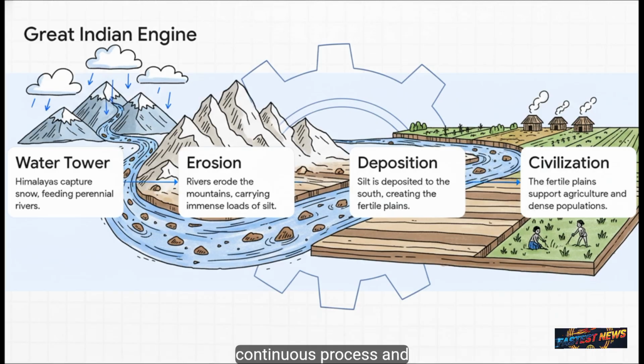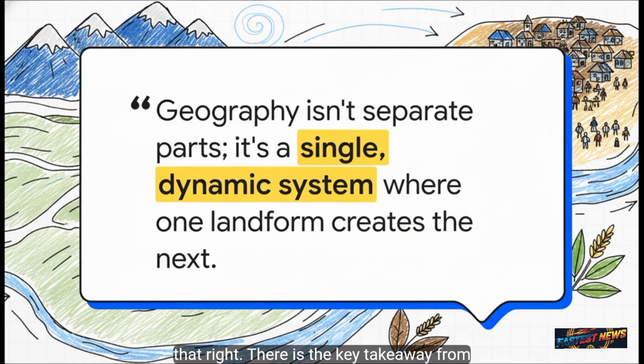It's one continuous process. And that right there is the key takeaway from our journey today. India's geography isn't just a random collection of features. It's a single, living, dynamic system where the mountains literally build the plains, and the plains, in turn, sustain one of the largest concentrations of humanity on the entire planet.